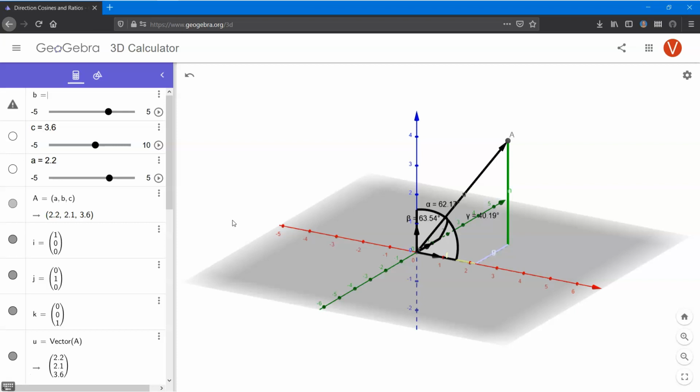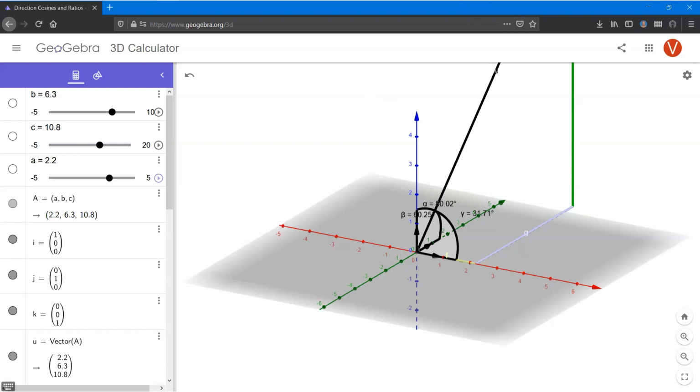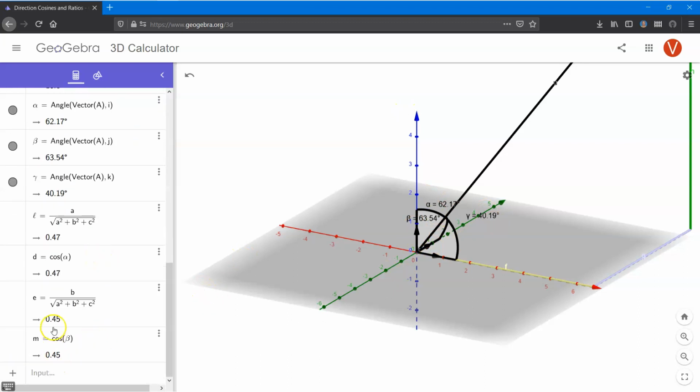Yes, 2.1 will give me 6.3, and this will give me 3.6, 10.8. See, because of this, angles will keep changing. But the moment this is in the same proportion, the angles come back to the original. So 0.45, 0.45, 0.47, 0.47.